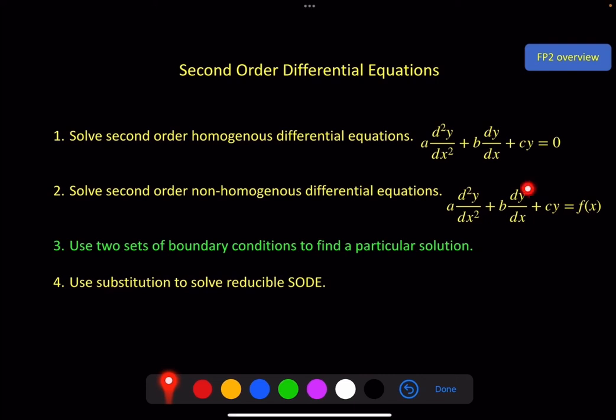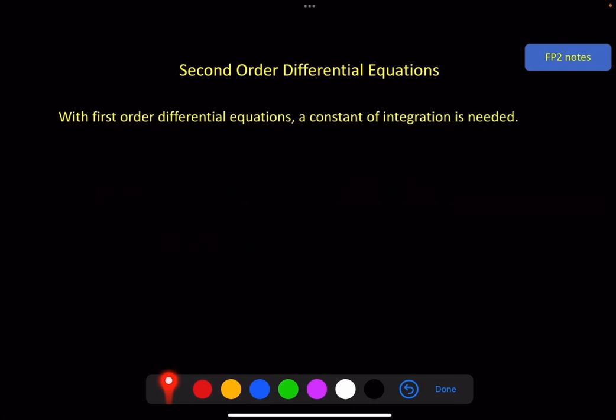What we're going to do is take what we did in the previous video, what we did in the previous chapter, using boundary conditions to find particular solutions, and apply that to non-homogeneous second-order differential equations using two sets of boundary conditions. So we're going to go through two full examples, and then in the next video we'll finish this off with some substitution. So with first-order differential equations, a constant of integration is needed.